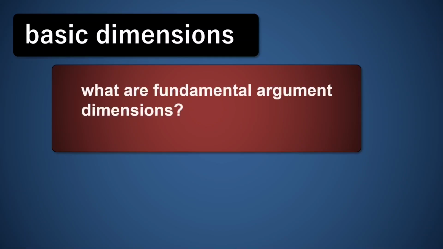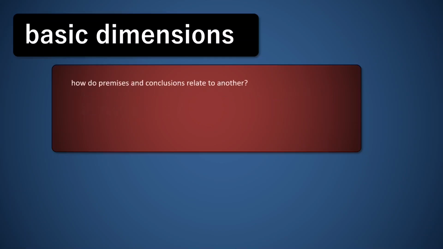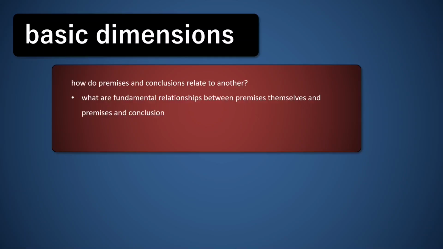All right, so in this video, we're going to cover the basic dimensions of an argument. So, what are the fundamental argument dimensions? Now, what that basically means is how do the premises and conclusions relate to one another? And there's two basic ways in which this is important on the test. So, what are the fundamental relationships between the premises themselves and the premises and the conclusion? So, in terms of meaning, how do they connect the premises and the conclusion? And what determines the strength of the link between the premises and conclusion? So, what is the strength of the conclusion based on what the premises say?